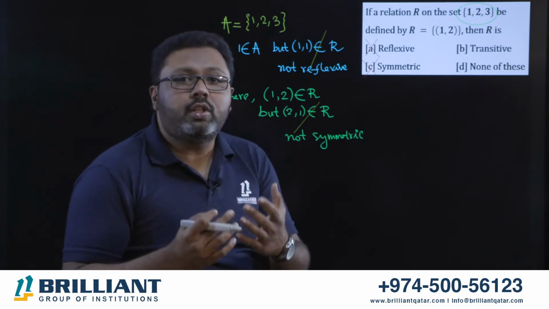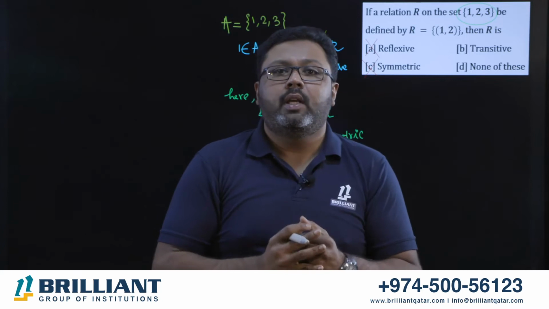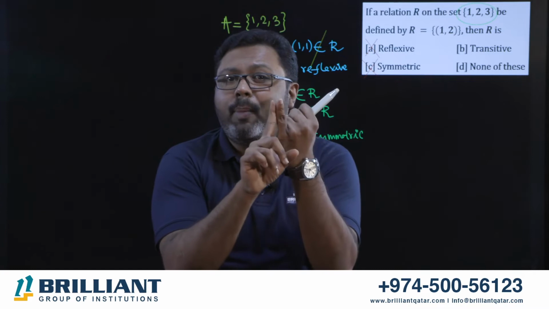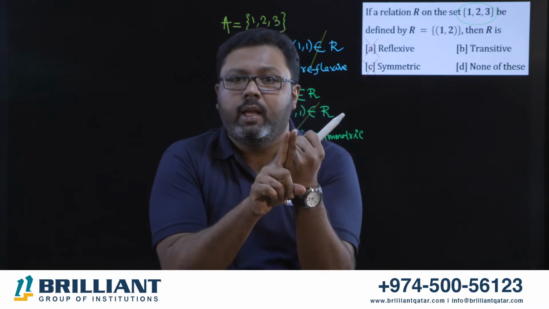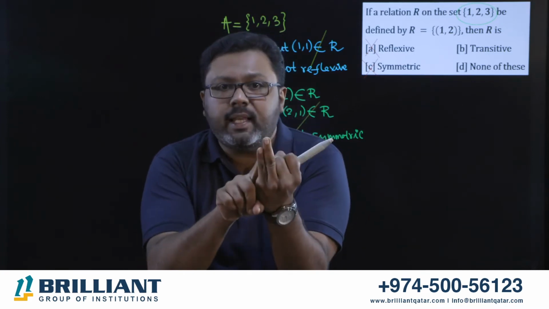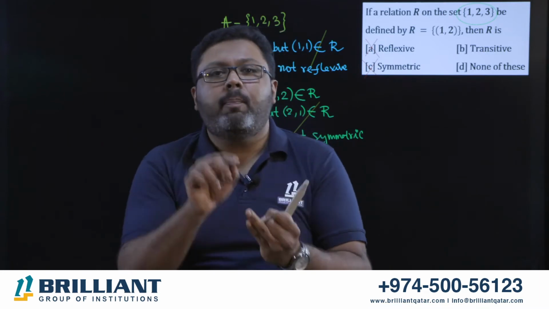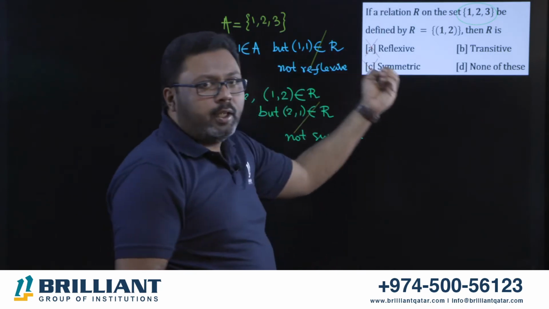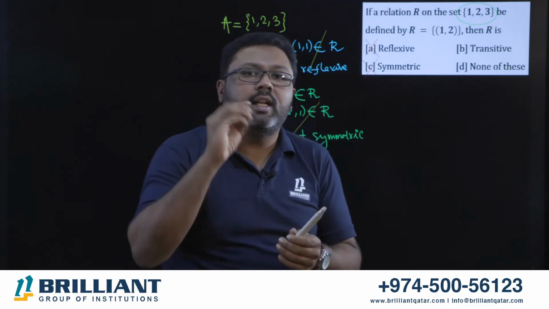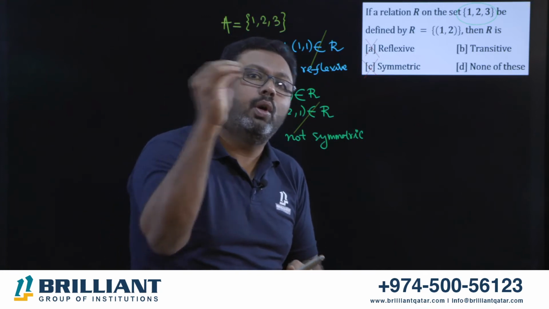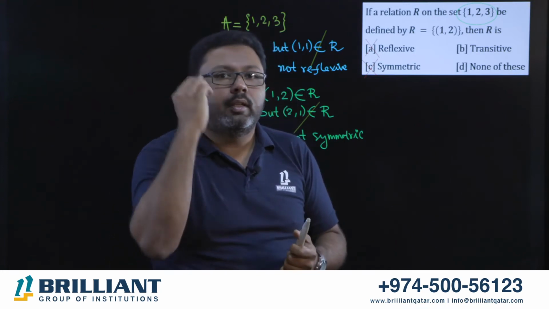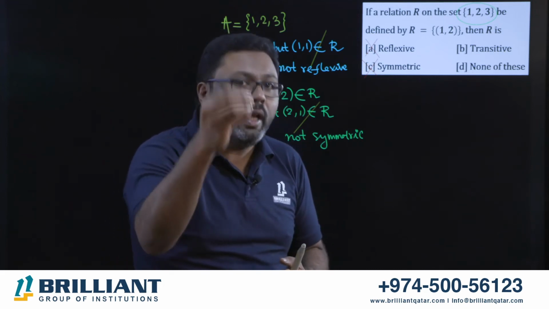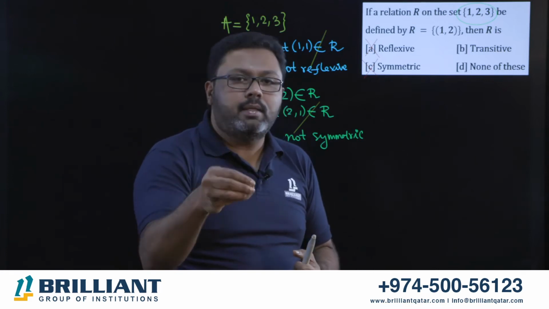What is the condition for not being transitive? One simple condition. I have a pair called AB, I have a pair called BC, but I do not have a pair called AC. You can go back to the question before this, where it is clearly mentioned. Keep in mind, not being transitive: I have a pair called AB and BC, but not AC.